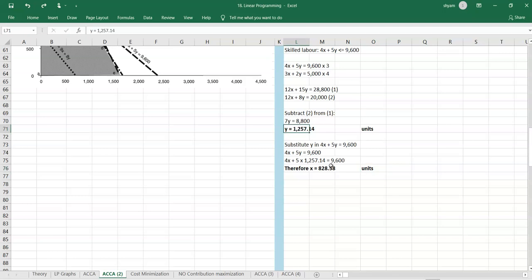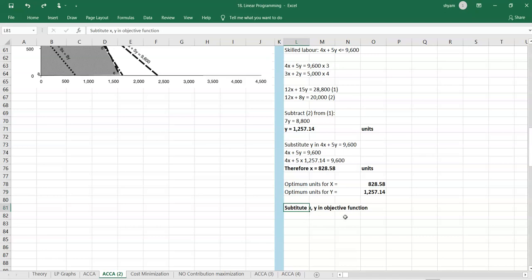Okay, because it seemed to be exact, so we'll use this itself going forward. So what we have to find now is the profit. To find out profit, we need to find out contribution. So how do we find out contribution? We already know this is the optimum units of x and y.